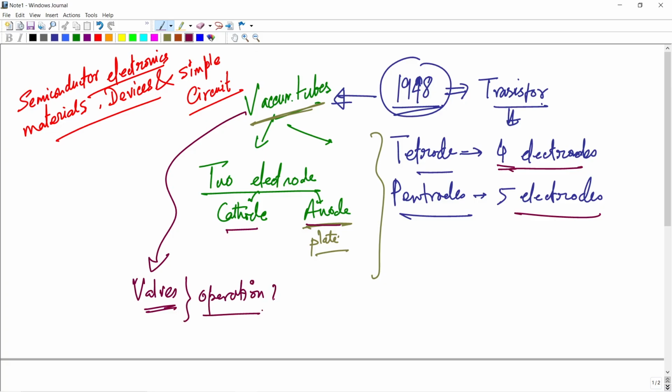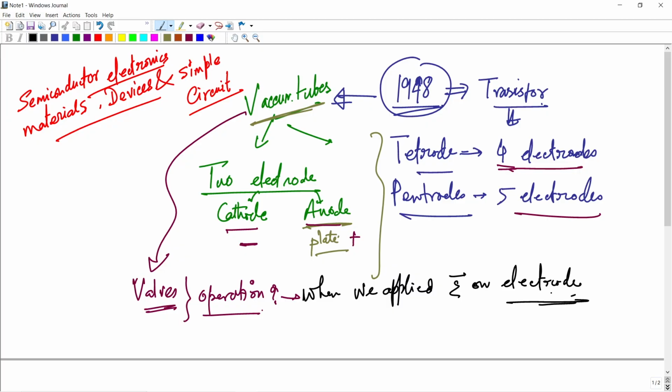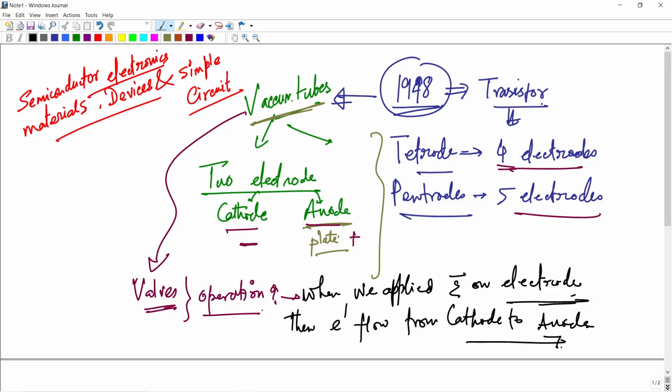The operation is very complicated. When we apply an electric field, when we put the anode with a plus and the cathode with a minus, the electrons are released from the cathode and move towards the anode. When we apply the electric field on the electrodes, the electrons flow from the cathode to the anode direction. That's the basic operation of the valves or vacuum tubes.